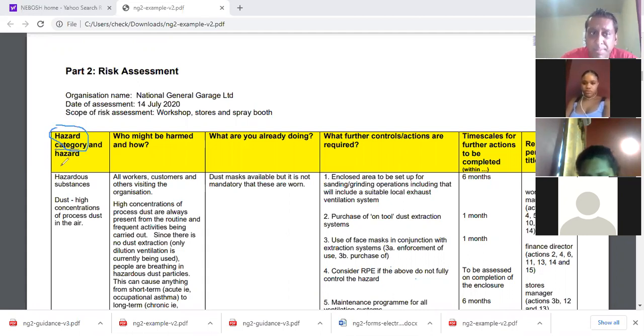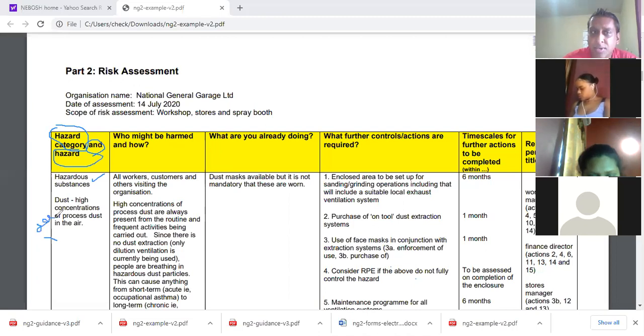Now, most people think that this is the same thing, but it's not the same thing. The hazard category is like the grouping of the hazards. Like slips, trips, and falls is a hazard category. I'll just do two for the sake of time. Work at height is a hazard category. But then if that's the hazard category, what is the hazard? The hazard is what you are seeing or what you are picking up with your senses.